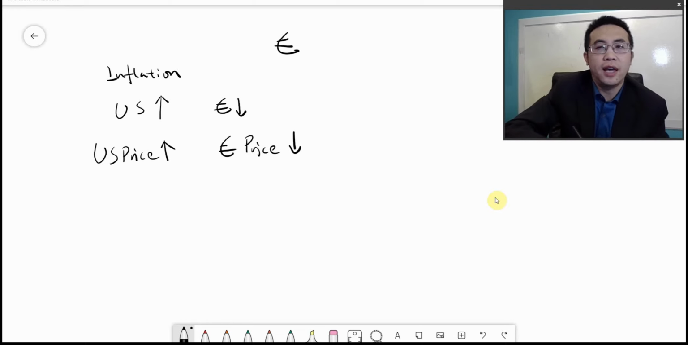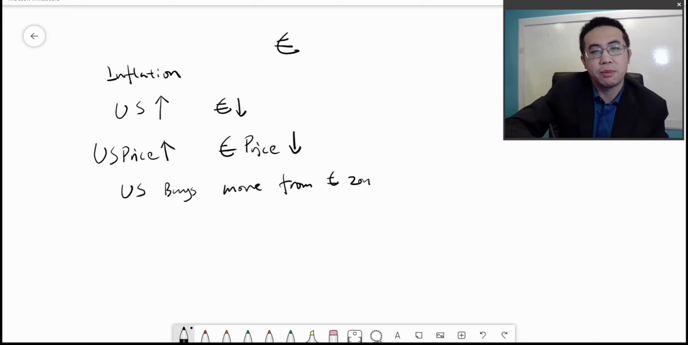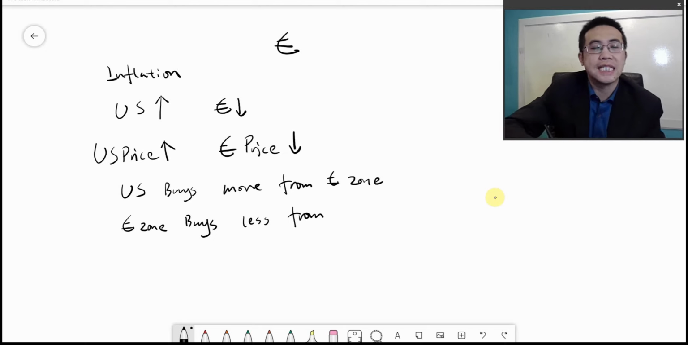Okay, so that basically means Americans will buy more from the eurozone because they have a cheaper price. And the eurozone, the Germans, Italians, and the Spanish, will buy less from the US. Okay, so that's the result from price differentials.